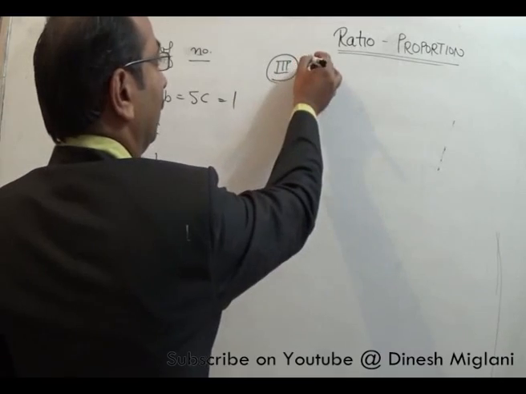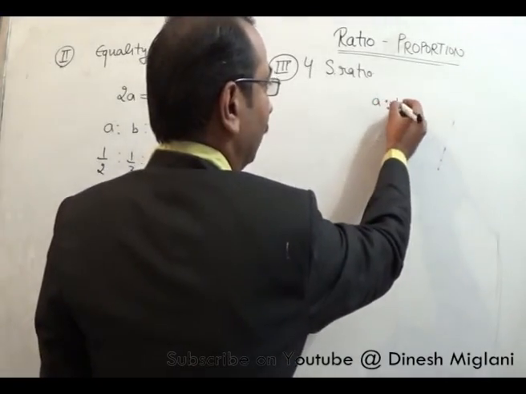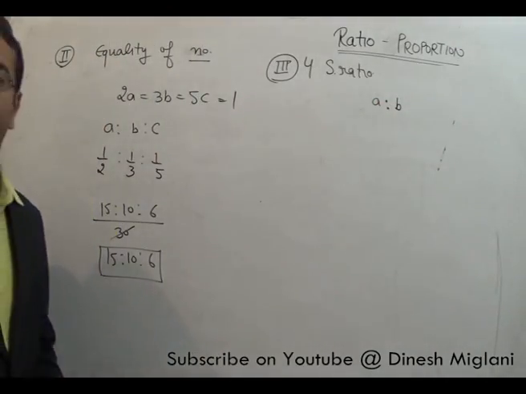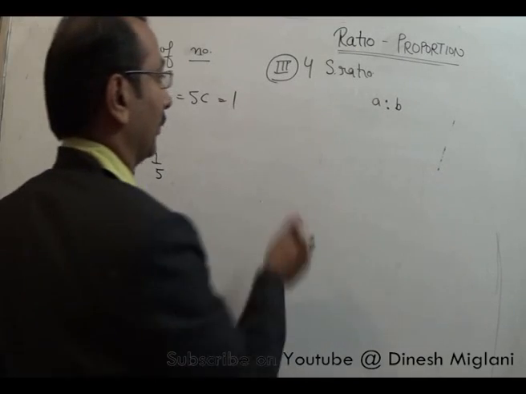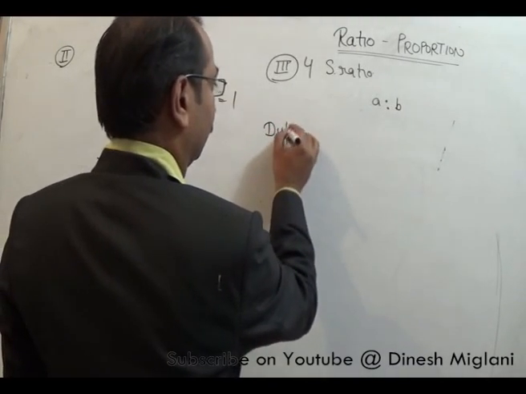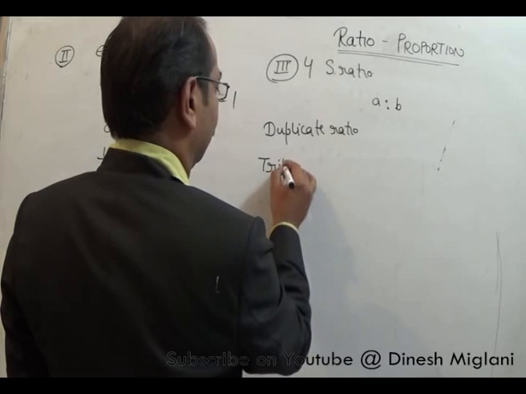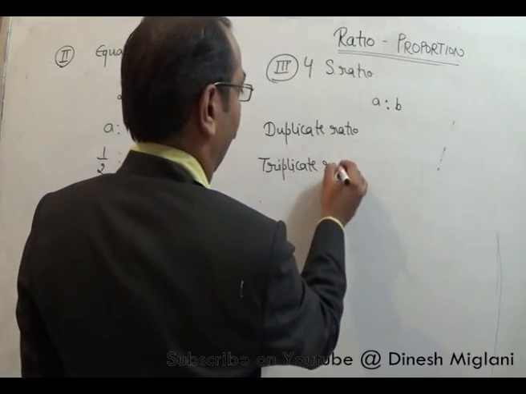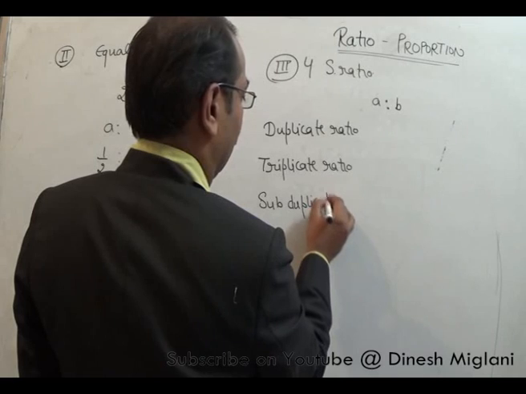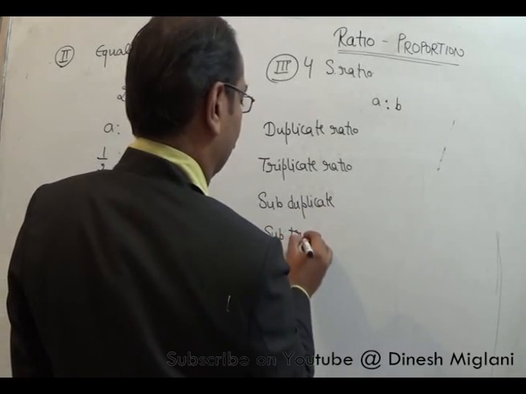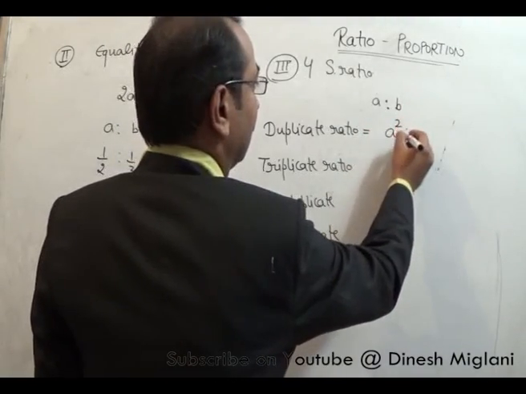We have four types of standard ratios. Suppose our original ratio is given as A ratio B. Based on that, we have four types of ratios. First one is duplicate ratio. Second one is triplicate ratio. Next is subduplicate ratio. And next one is subtriplicate ratio. Duplicate ratio is the square of this. So we can say A square is to B square.